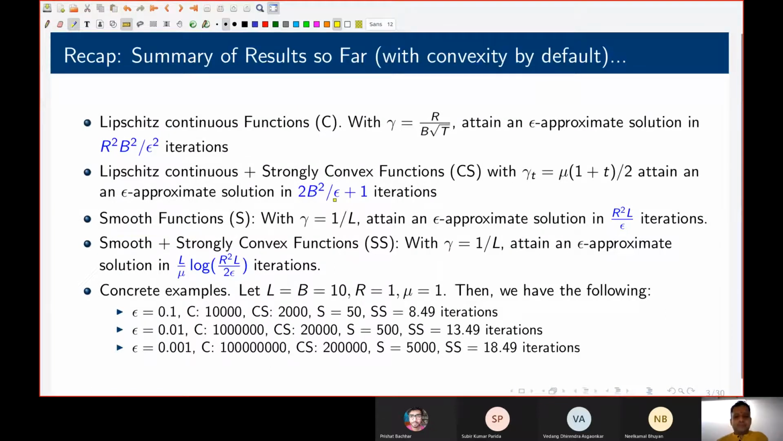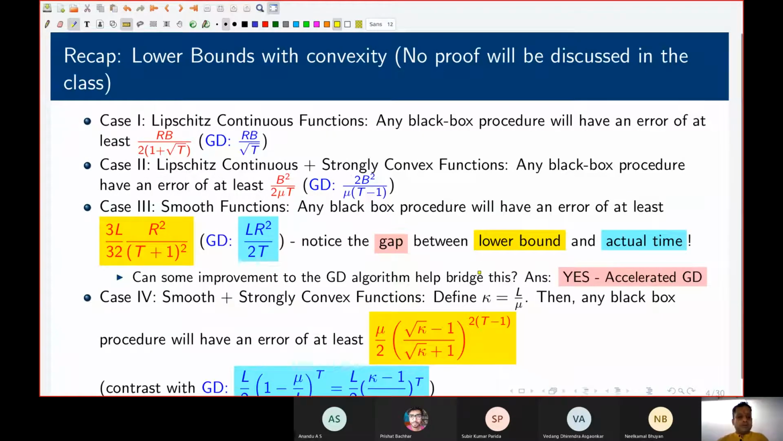Recall that we had the best case using smooth and strongly convex functions. And there we had omega log of 1 by epsilon. Basically, we are saying for every tenfold increase in the precision, you would require just 10 more iterations, which is very impressive. However, we also looked at lower bounds of convexity, and we said we'll not look at proofs as such.